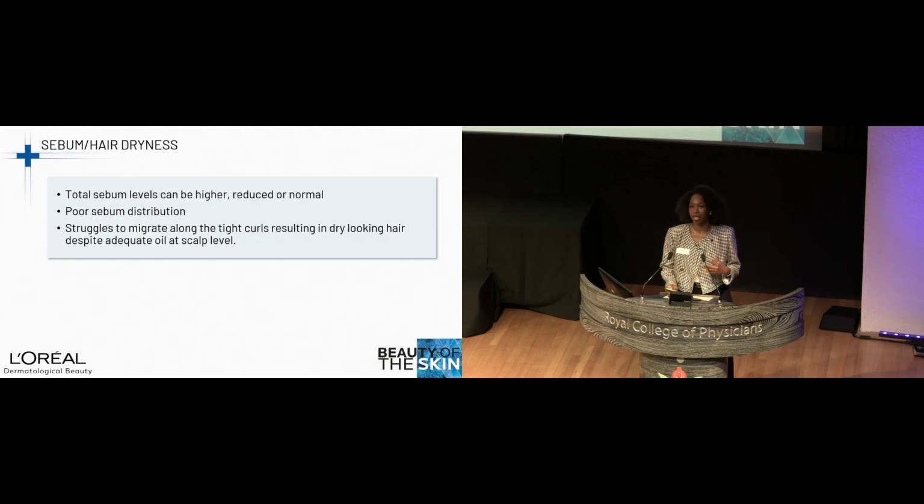The hair is very dry. Regardless of the sebum level at the scalp, which can be normal or higher or reduced, it's very difficult for the sebum to track down the curly hair. So we find that the hair is very dry.